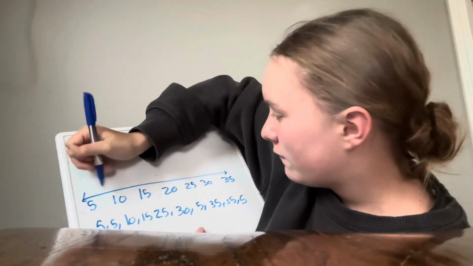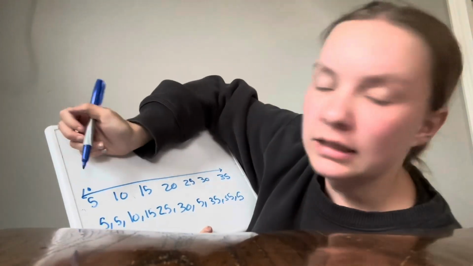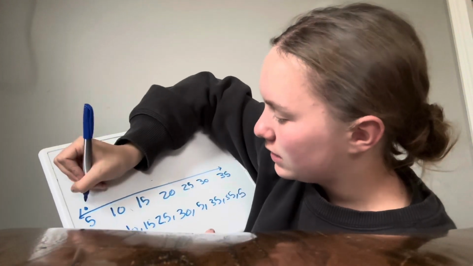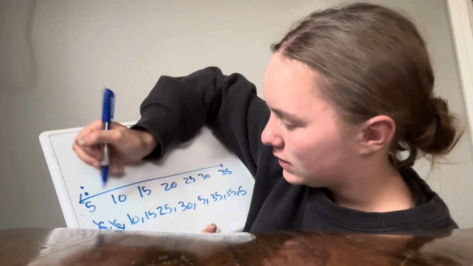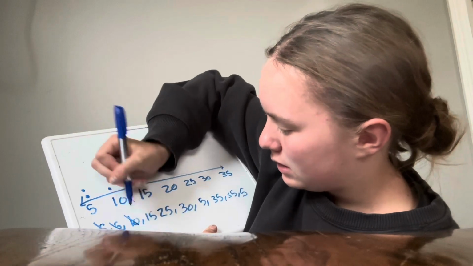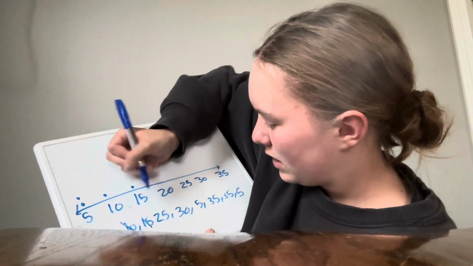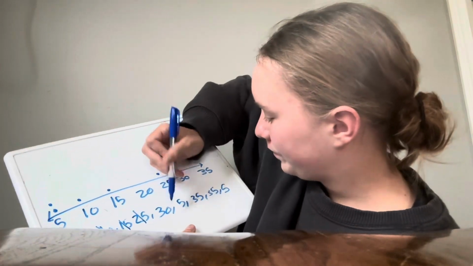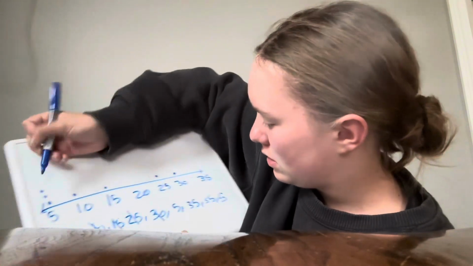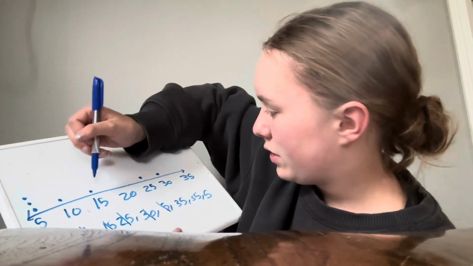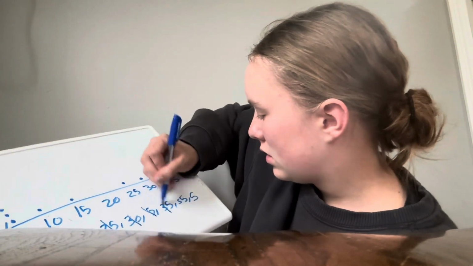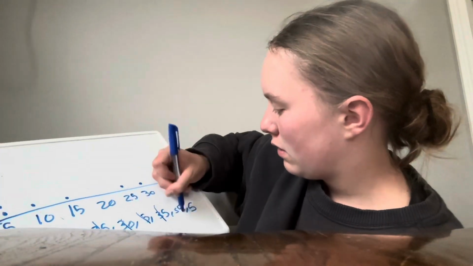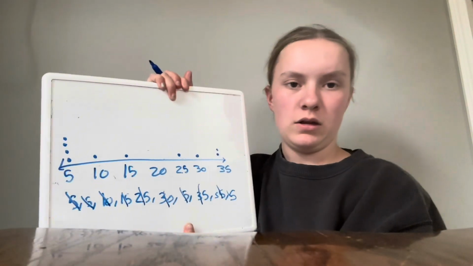So we have 5. It would be easy if you cross off your numbers so you don't lose track. Next, we have another 5. Cross that off. You have a 10, 15, 25, 30, 5, 35, 35 again, and last but not least, 5. So we completed a line plot.